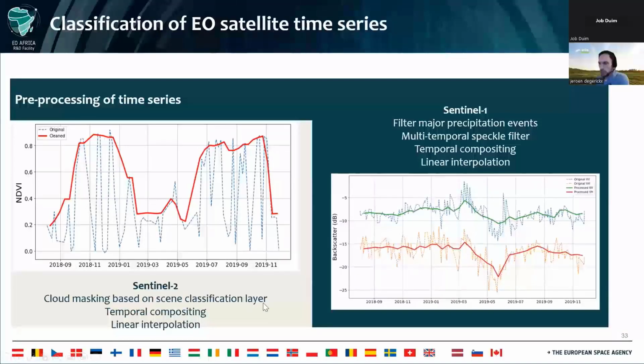Not going into detail on that, but you can use the scene classification layer provided by the data provider as input for that. Then you do temporal compositing, which we'll be showing in the next slide, and linear interpolation. In case of SAR data, you need to filter out major precipitation events from your data, because we know that during intensive precipitation, the signal of the SAR sensor gets a bit skewed. And then there are some other typical steps you need to take care of before you can actually use the data. There are actually many online tutorials on how to do these steps for both data products.